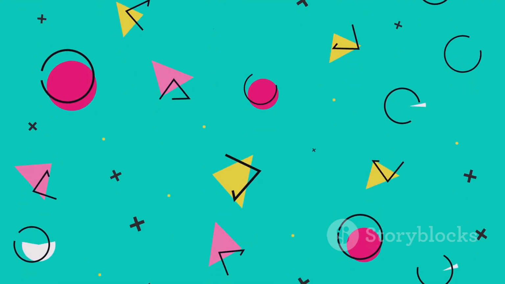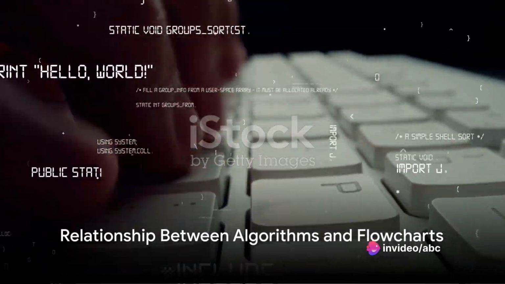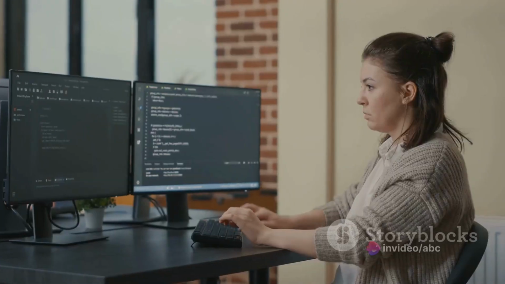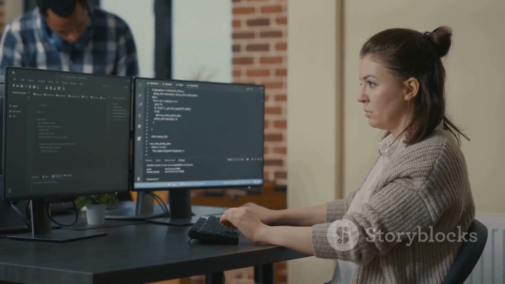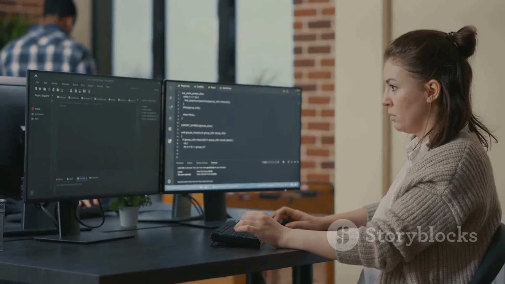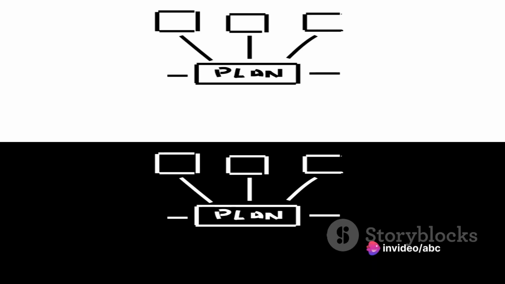But what's the relationship between algorithms and flowcharts? Algorithms and flowcharts go hand in hand in the world of computer programming. They are like the yin and yang of solving problems, each complementing the other, forming a complete picture of the solution. Consider an algorithm as a recipe, a step-by-step guide to solving a problem.